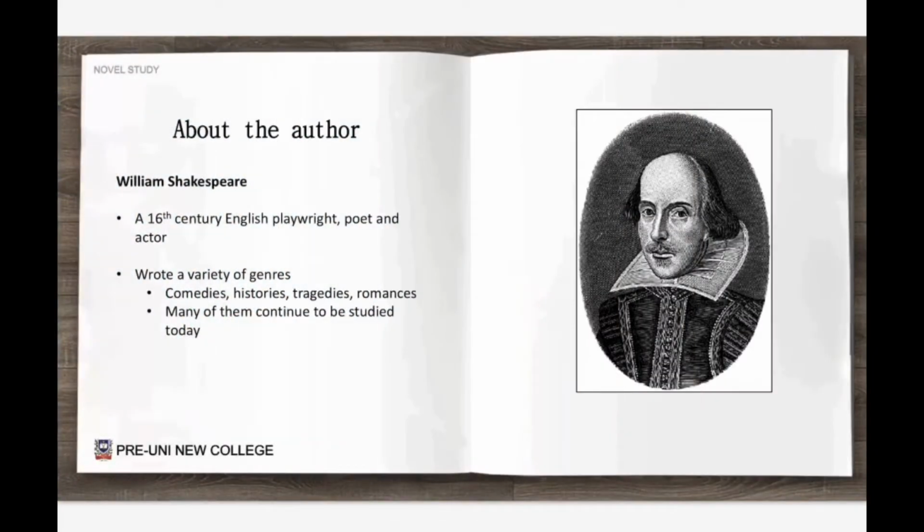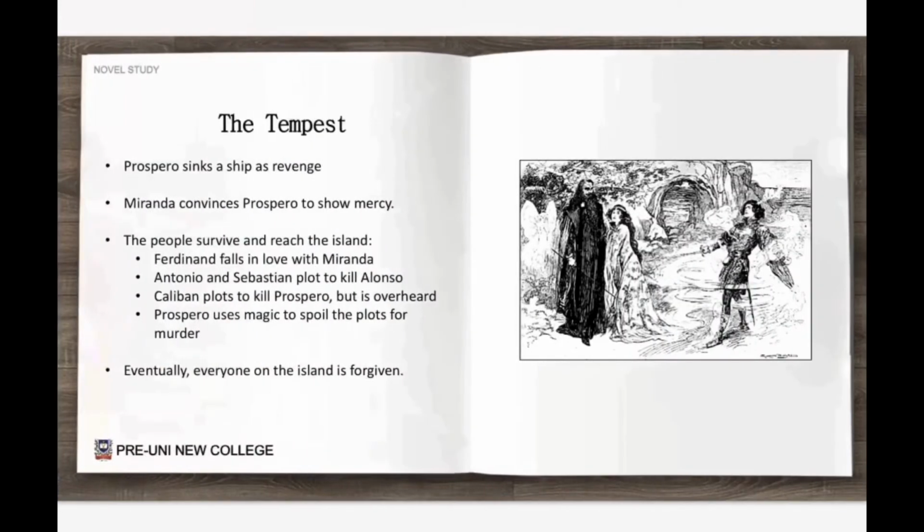So about the author. William Shakespeare was a 16th century playwright, poet and actor who wrote in a variety of genres, and many of them still carry their relevance today and remain widely studied. Now, as this book is a collection of short stories or plays, let's take a close look at each one. The first one is The Tempest.